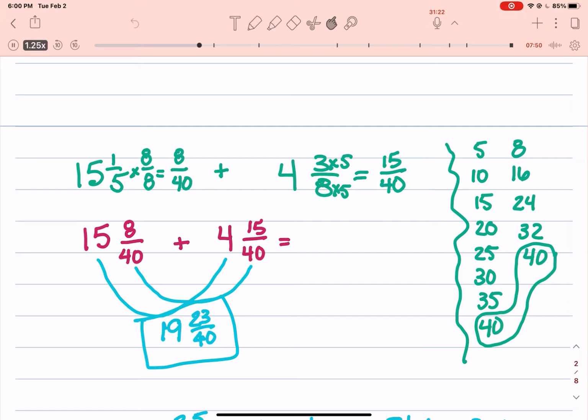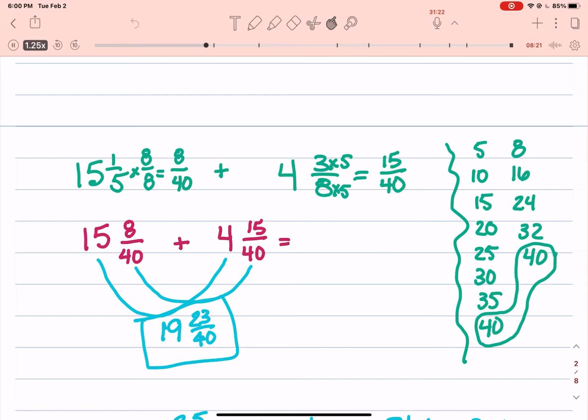So for the fifths, in order to turn fifths into 40ths, we need to cut them into 8 pieces. So that means 1 times 8 is 8. In the same way, in order to turn eighths into 40ths, each eighth needs to be cut into 5 pieces. So 3 times 5 gives us 15. And so now we're ready to add.